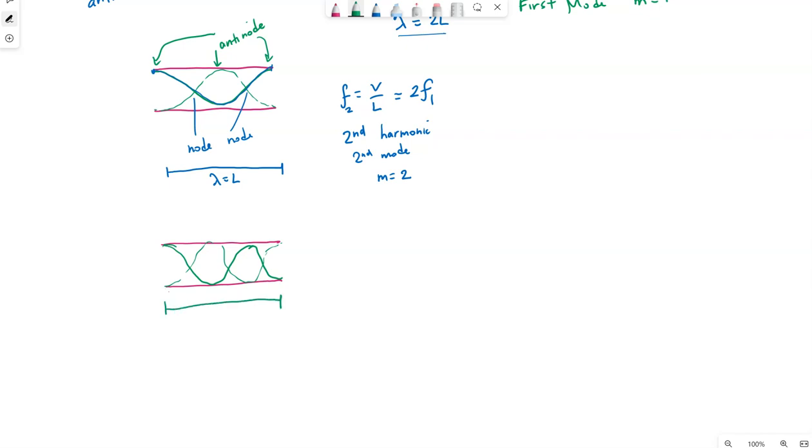So within the length of this pipe, if I start at the left end and trace, there's a whole wavelength and another half. So 1.5 wavelengths within the length of this pipe. But again, 1.5 is 3/2. So we can say the wavelength is 2L over 3, which means the frequency is the speed over this wavelength. We're getting 3 times the fundamental, so this is the third harmonic, or the third mode, M equals 3.